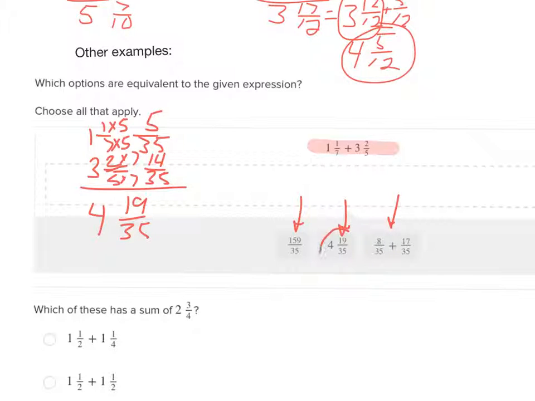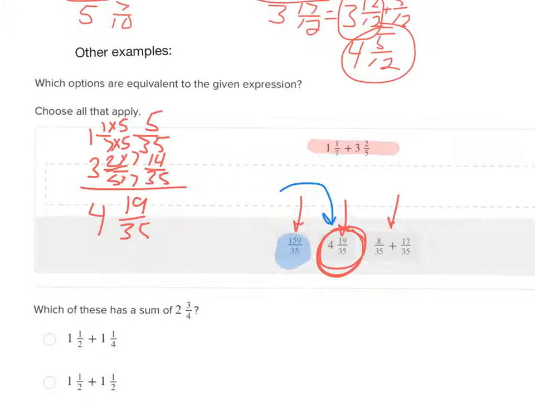So, winner, winner, chicken dinner, we've got one here. But there could be more than one. So it looks like I need to check and see, is 159/35 the improper fraction for 4 and 19/35? Okay, so let's add it up.